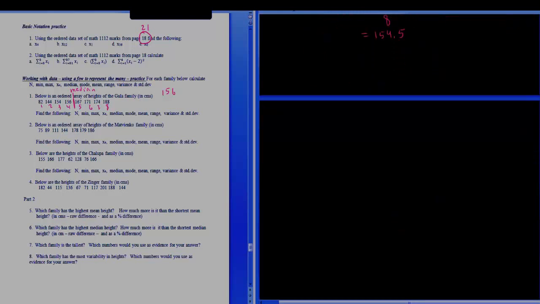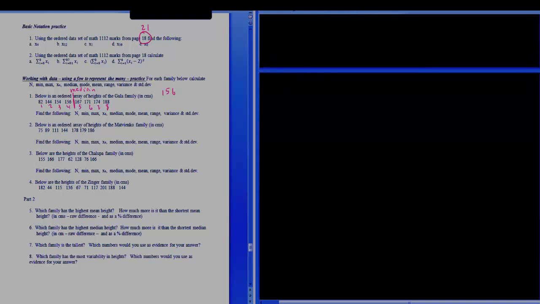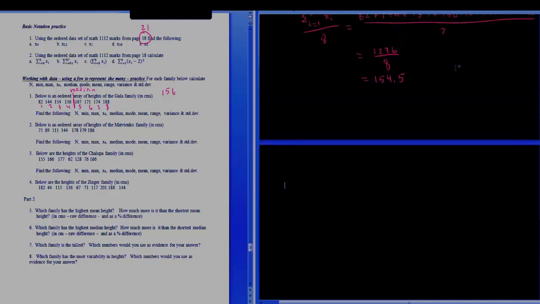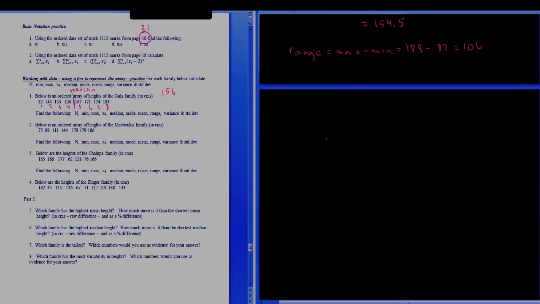Next, we want to calculate the range. Range is pretty straightforward, because range is simply max minus min, which is 188 minus 82, which equals 106. Now this tells you how spread out the values are, because it's giving us the difference between the highest value and the lowest value. Now the next measure is a more complicated one, and that's variance and standard deviation.